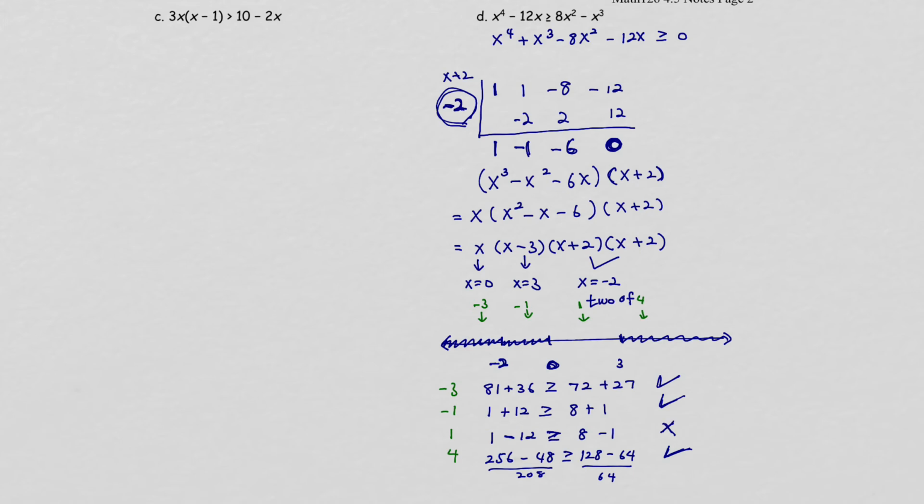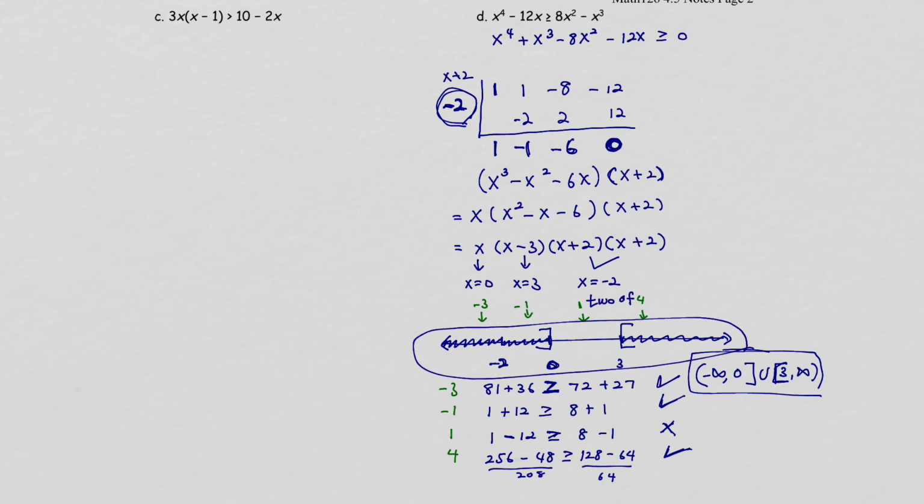And because we had greater than or equal to, it should be bracket, bracket, and bracket. So the interval notation of the solution should be from negative infinity to 0, and 3 to positive infinity. Graph and interval notation.